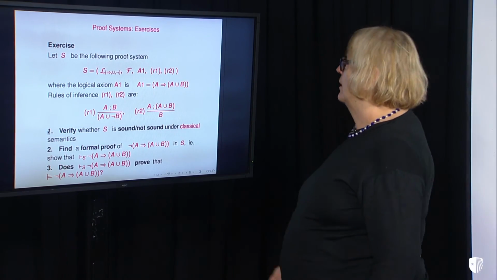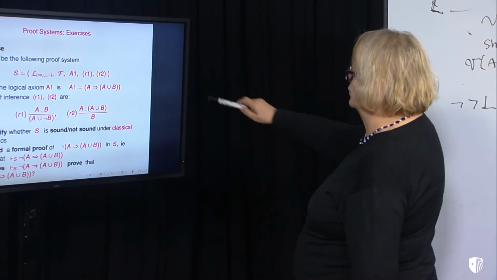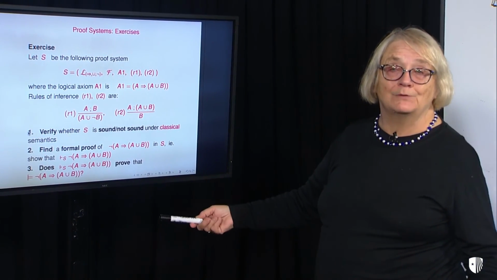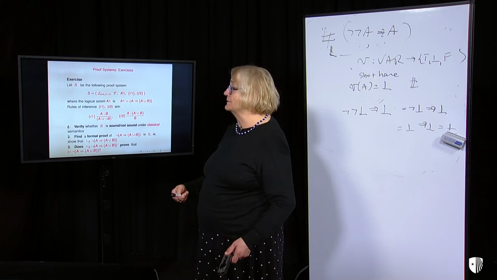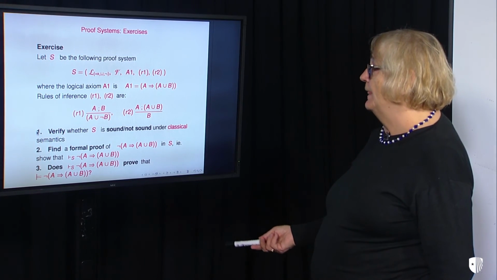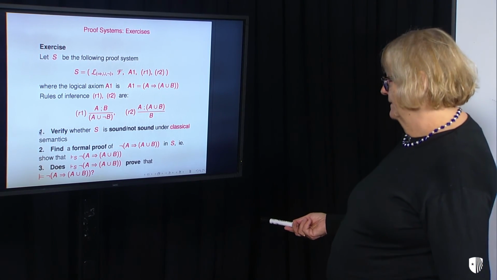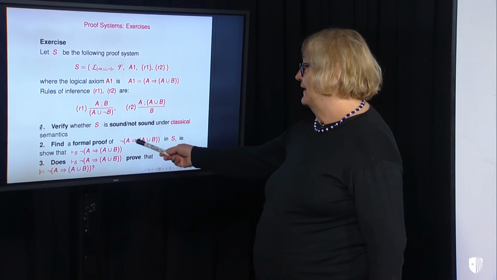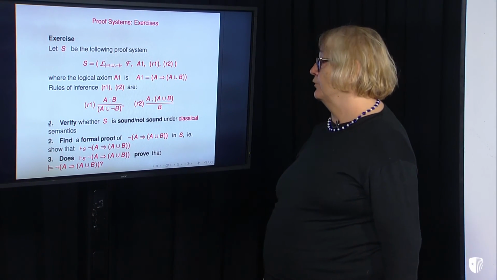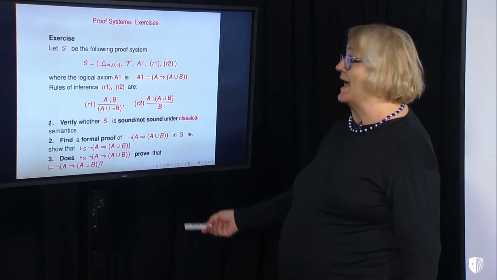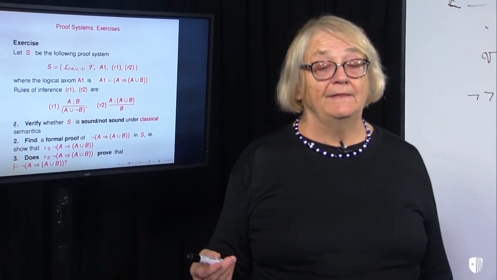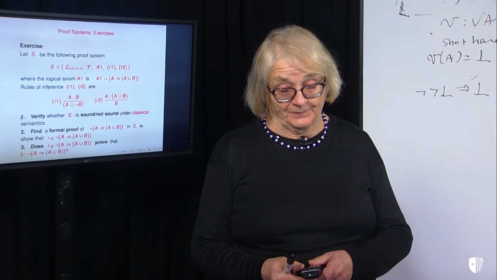Remember, there is a rule with two premises. Find a formal proof. We were doing formal proofs some time ago. Show that the formula has a formal proof. And does it prove that if you found a formal proof, it is a tautology?